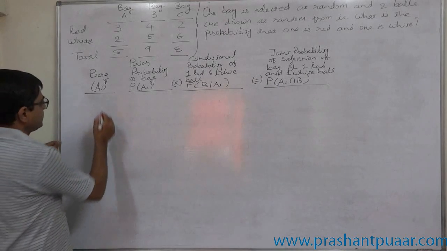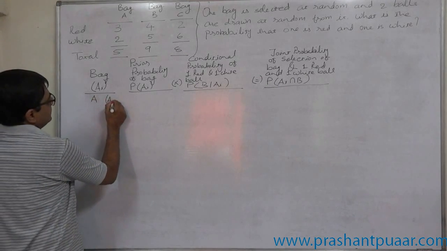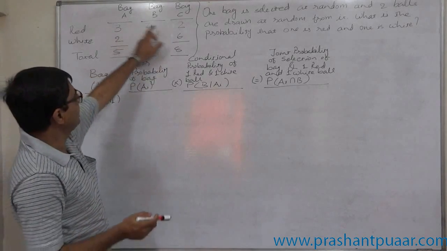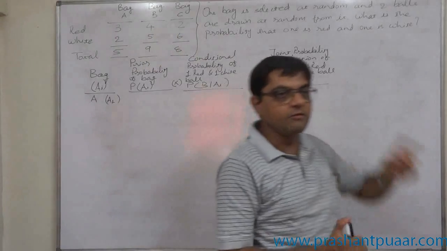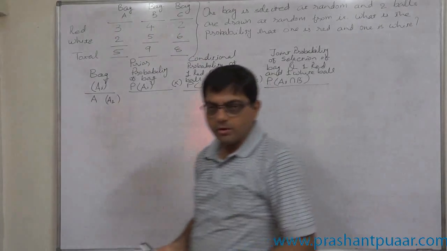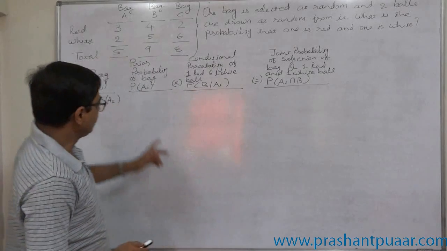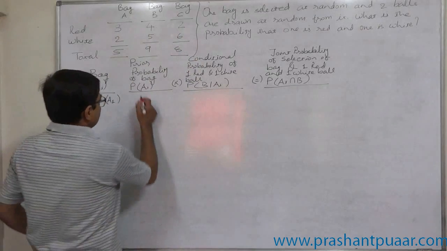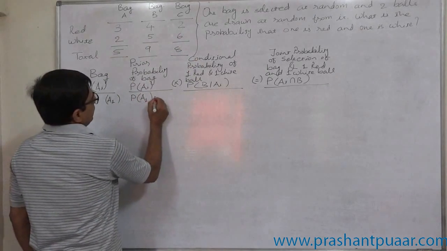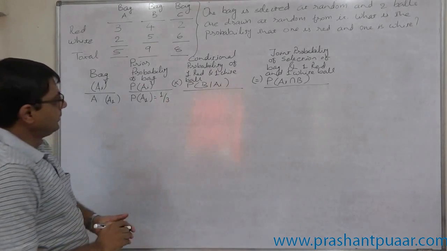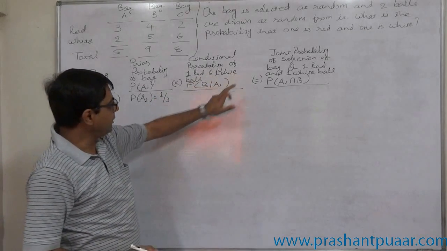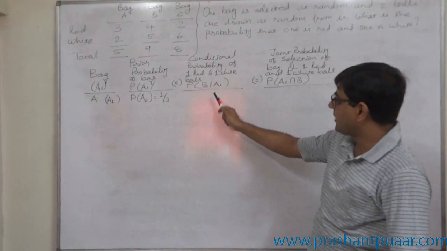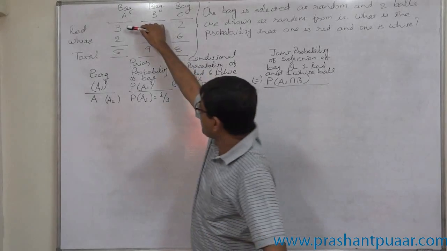Okay. So first bag A is selected, event A1 happens. What is the probability? Selection of any one bag out of 3 is the case of equally likely events. Randomly one of the 3 bags. That means the probability of selection of any particular bag out of A, B and C is 1 by 3. So P of A1 is 1 by 3. Now conditional probability of one red and one white ball. More precisely, probability of a red and a white ball if they are selected from bag A.